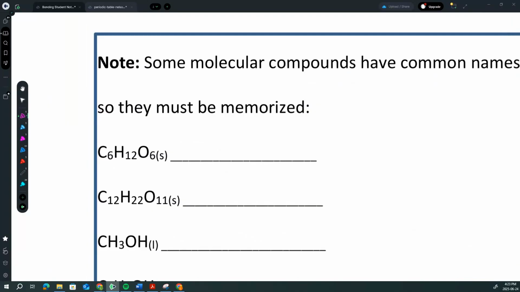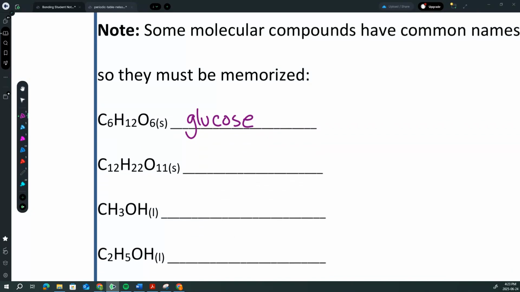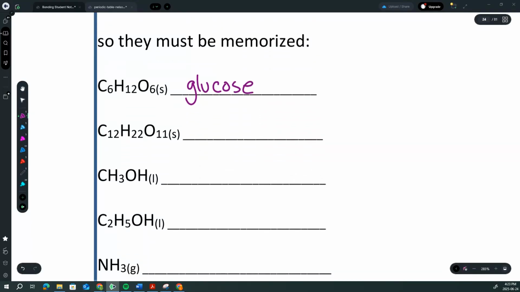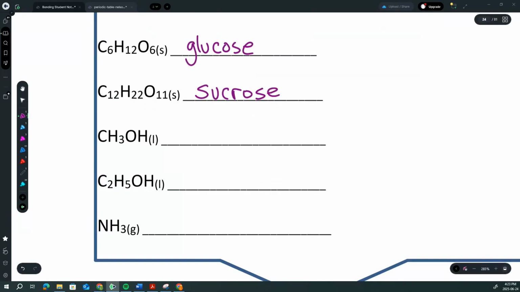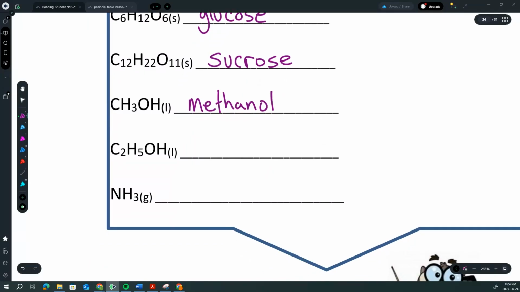So C6H12O6, that's glucose. You may recognize this from your biology class, whether you're in Bio 20, Bio 30, or maybe you recognize it from the biology unit in Science 10. C12H22O11, that is sucrose. CH3OH, that is methanol. So this uses a naming system that will be covered in Chemistry 30. C2H5OH, that is ethanol.